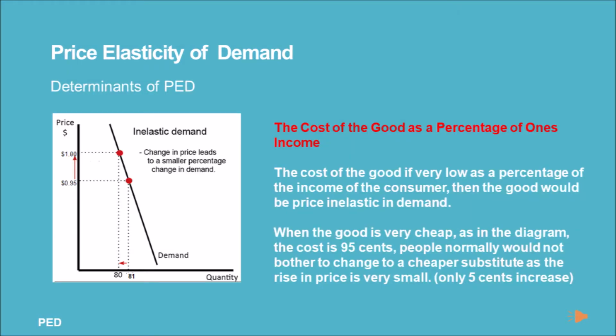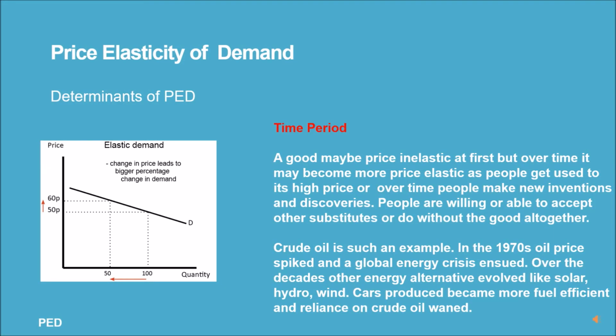The cost of the good as a percentage of one's income. The cost of the good, if very low as a percentage of the income of the consumer, then the good would be price inelastic in demand. When the good is very cheap, as in the diagram, the cost is 95 cents. People normally would not bother to change to a cheaper substitute as the rise in price is very small. Only 5 cents increase.